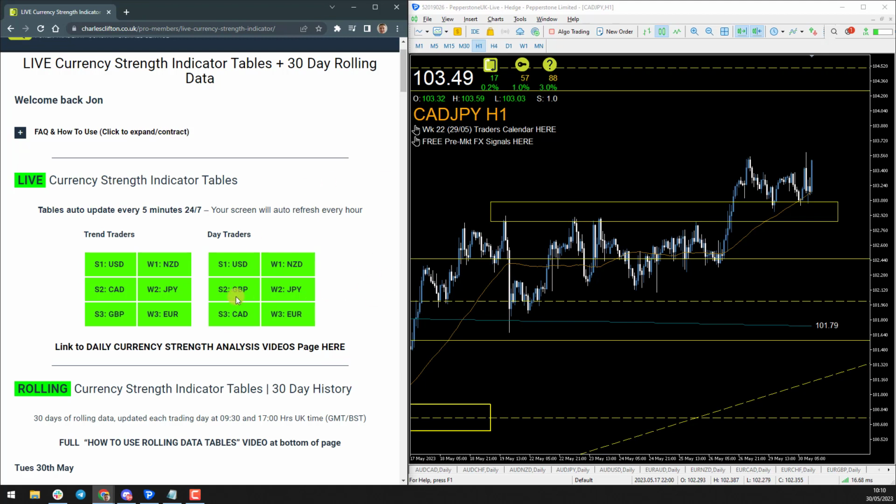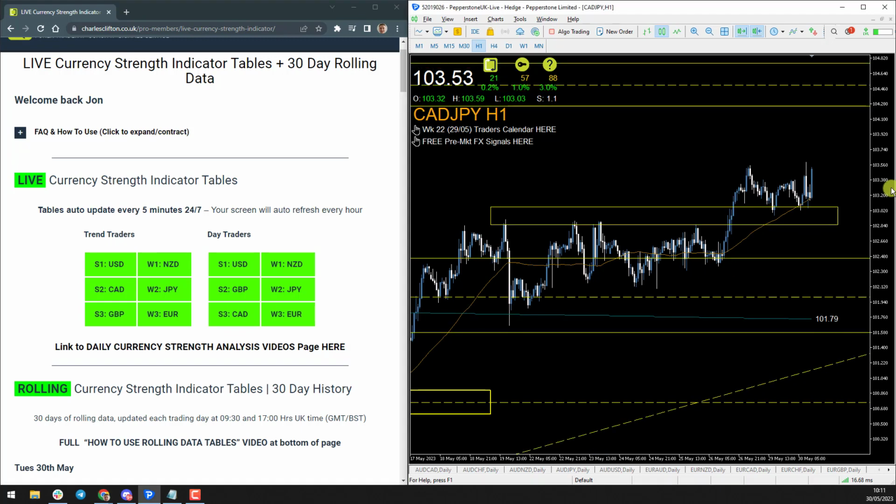So CAD yen, why am I focusing on CAD yen? It's featured here. It has confluence. Now, the reason why we like to look at these type of moves is because when we see it appear as green on the trend traders and the day traders, it means that there is momentum on the lower time frame, and then we have momentum with our higher time frame. So I'm looking to see if CAD yen would move higher.